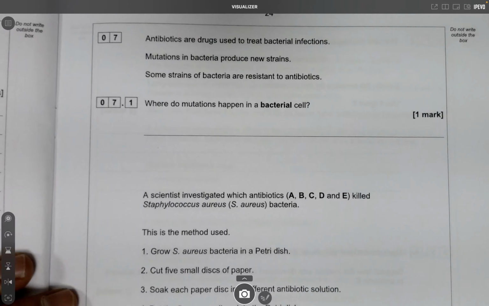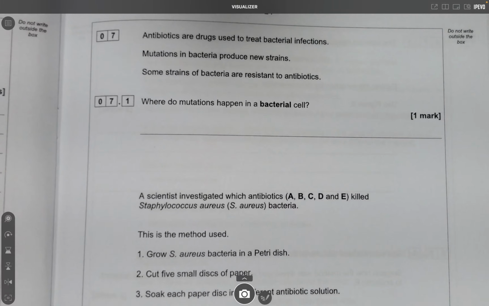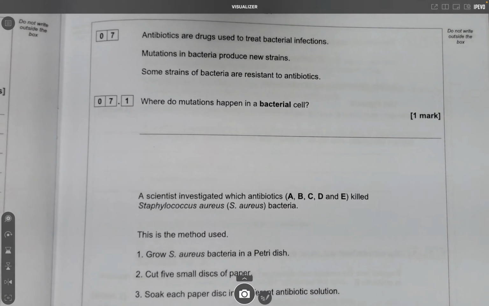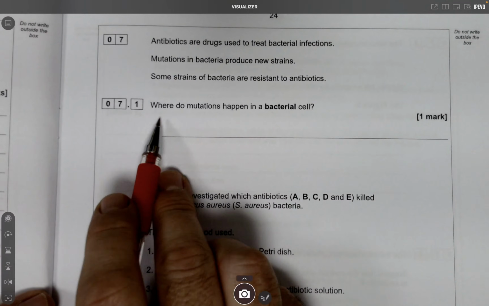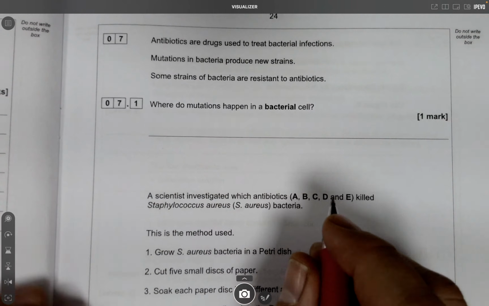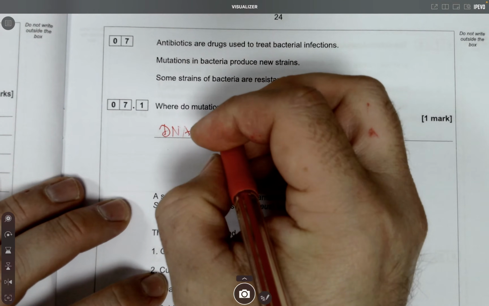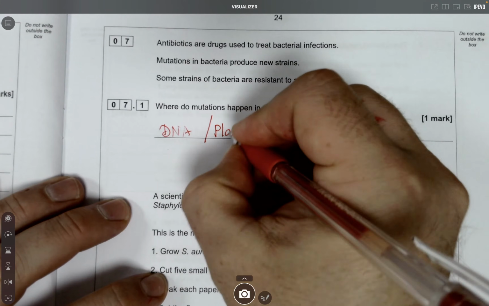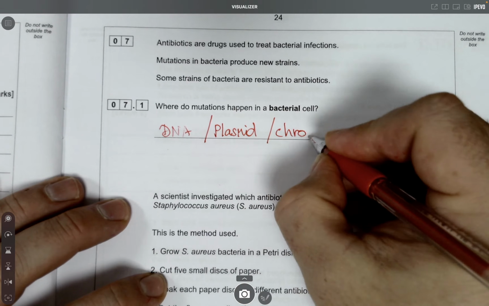And our last question on this paper is question 7, which is about antibiotics, drugs that are used to treat bacterial infections. We also talk about the fact that mutations in bacteria can produce new strains or types of bacteria, and these strains are resistant to antibiotics. And 7.1 asks us, where do mutations happen in the bacterial cell? This happens in the DNA of the bacteria, which is in the plasmid, or we could say it's in the chromosomes.